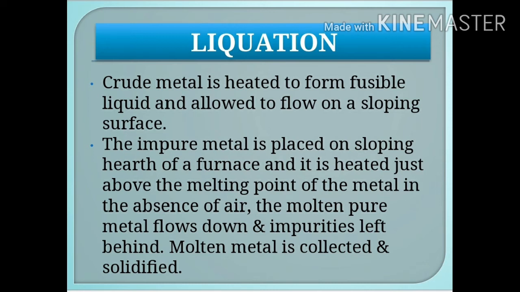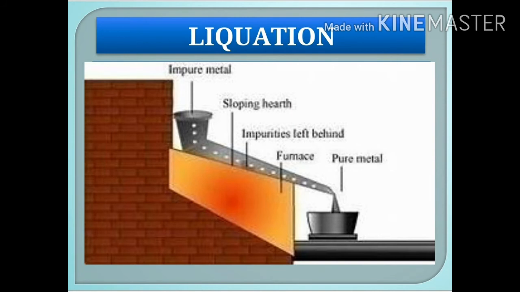You can also see this diagram and understand. First of all, impure metal is taken in a chamber with a sloping hearth. Sloping hearth means a slanting surface. The impurities remain on the slanting surface itself, and on heating in the refractory furnace, we can get the pure metal alone.